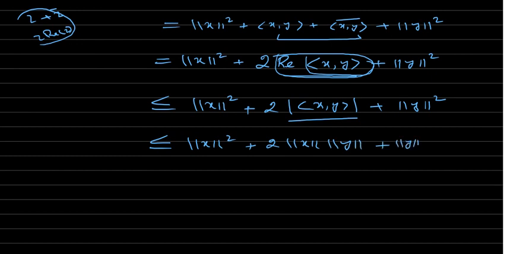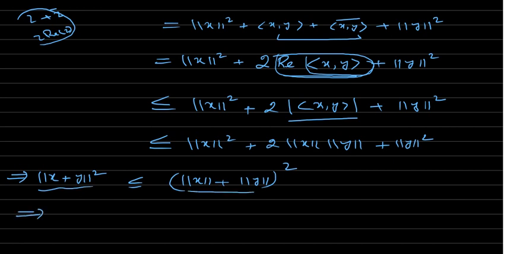So that means we have this norm of x plus y whole square is less or equal to norm x plus norm y whole square, because it is a square plus 2ab plus b square. So we can cancel out these two squares because they are all non-negative numbers actually. So this means norm of x plus y is less or equal to norm x plus norm y. So that's your triangle inequality of norm.